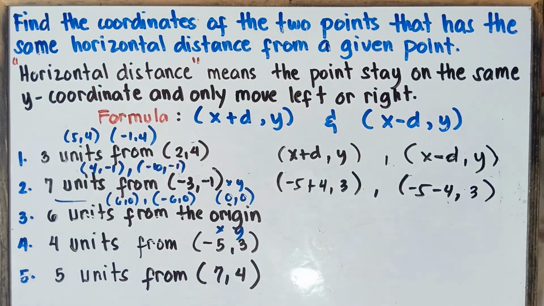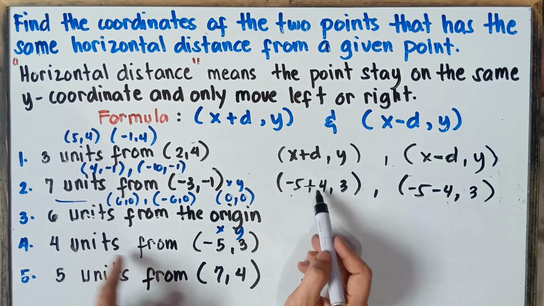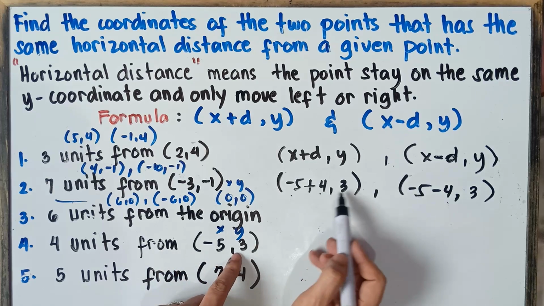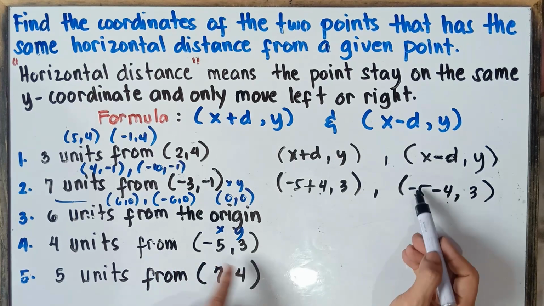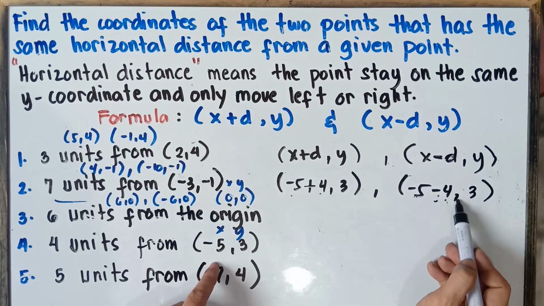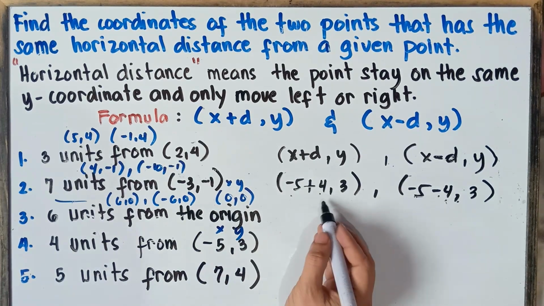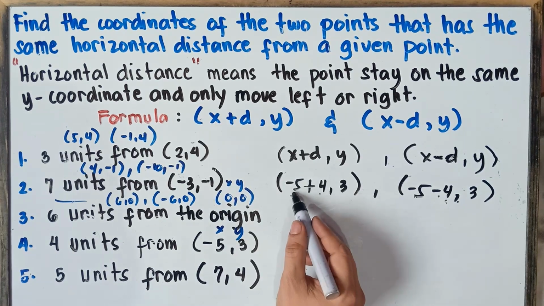Okay, once again, let's do it step by step. Our x value is negative 5 plus the distance, that would be 4, comma, and then y value is 3, comma, the second point, x is negative 5, minus, copy the minus sign, the distance is 4, comma, and then y is positive 3. Alright, so negative 5 plus 4, unlike signs, we have negative 5, positive 4.